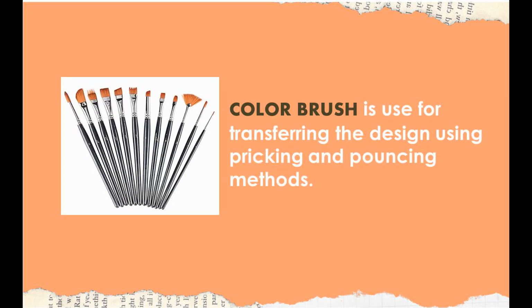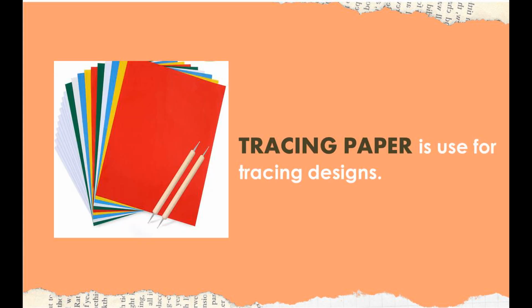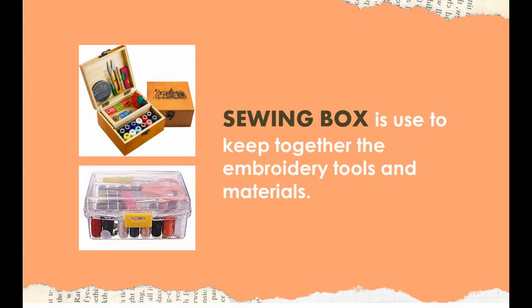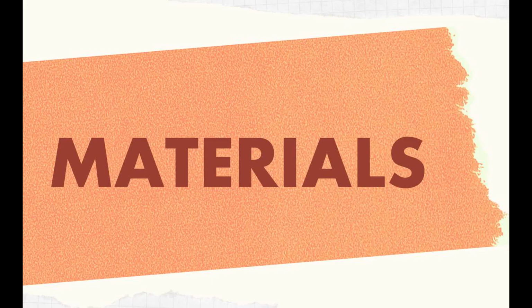Color brush. Color brush is used for transferring the design using pricking and pouncing methods. Pin cushion. Pin cushion is a place for pins and needles. Tracing paper. Tracing paper is used for tracing designs. Sewing box. Sewing box is used to keep together the embroidery tools and materials. Bag. Bag is used to keep work clean and fresh. Have a bag made from washable material to hold your work when not busy on it.